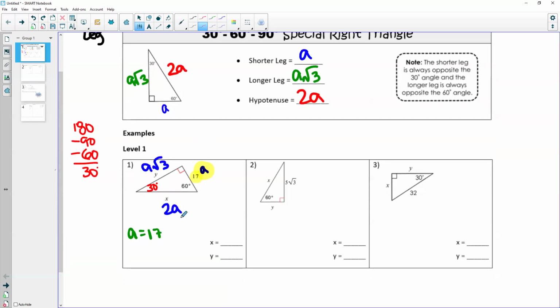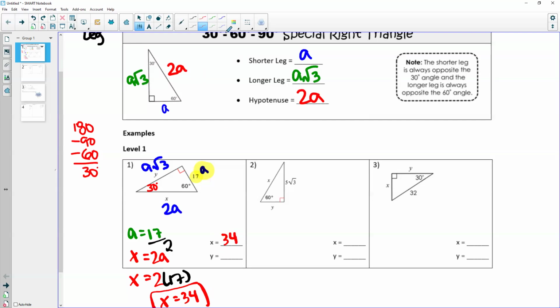X is represented by 2A. So if X is equal to 2 times A, we just found out that A is 17. So we're going to take this amount and plug it in. X would be equal to, here in this case, 2 times A, which we found A to be 17. So this becomes 2 times 17, and we see here that 2 times 17 gives us 34. So X is equal to 34.